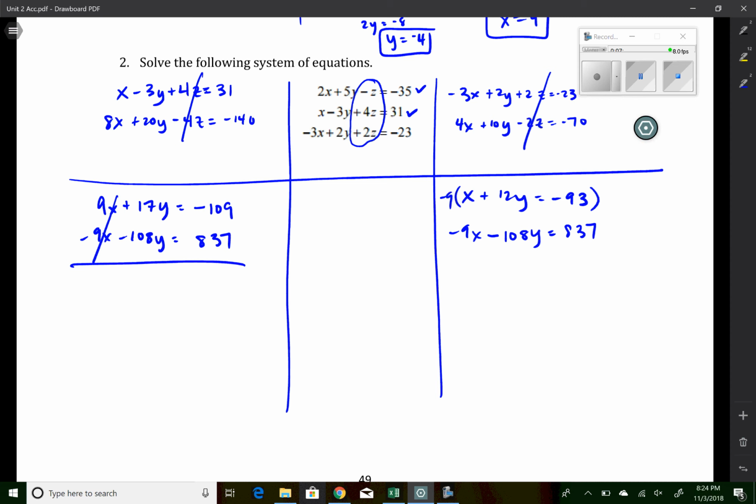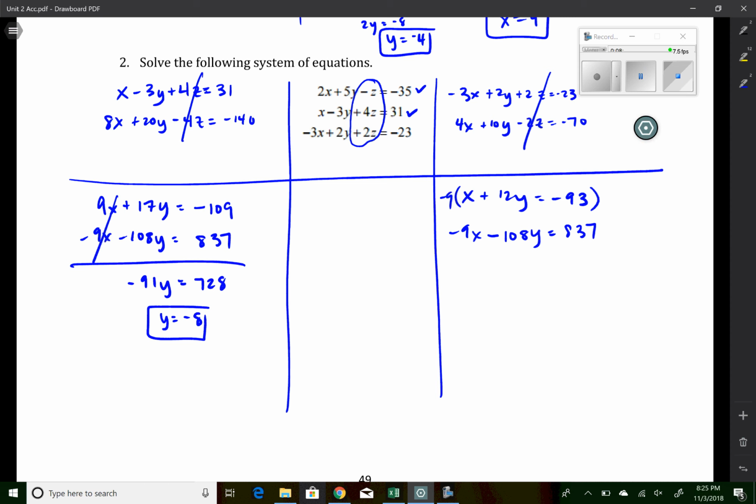So if we do the negative 108 and positive 17, I get a negative 91. And if I do my 837 and negative 109, I get 728. Divide that by 91, and we get y equals negative 8. So although we had to deal with some big numbers there, nothing we can't do. We have a calculator, right?